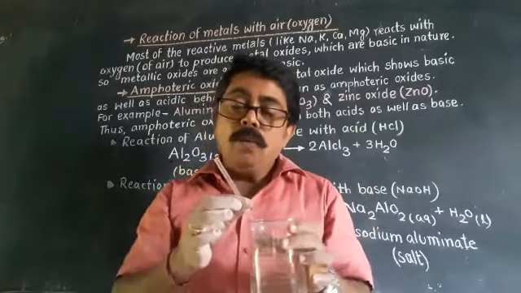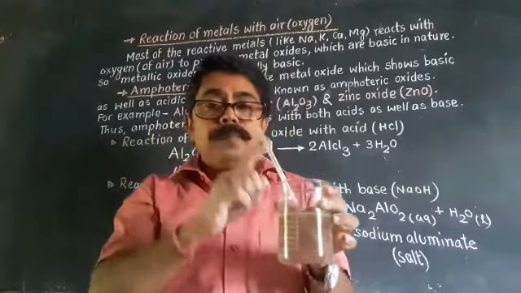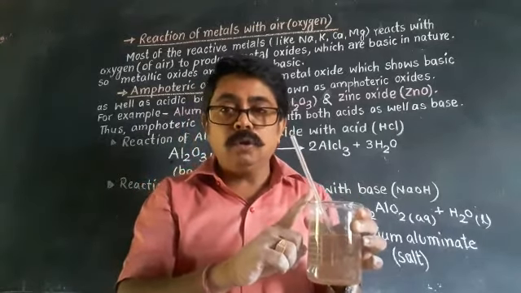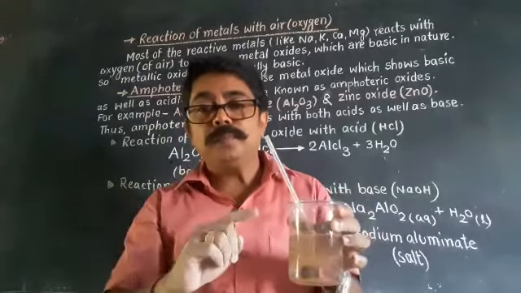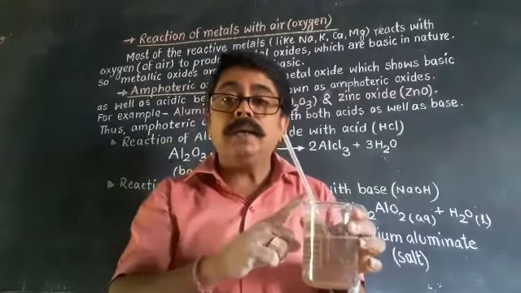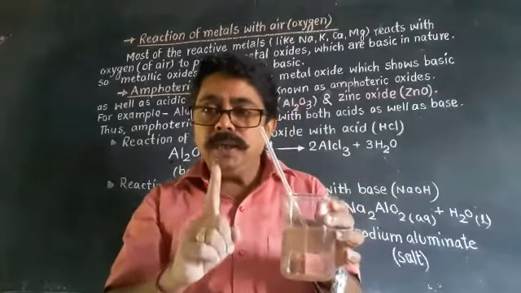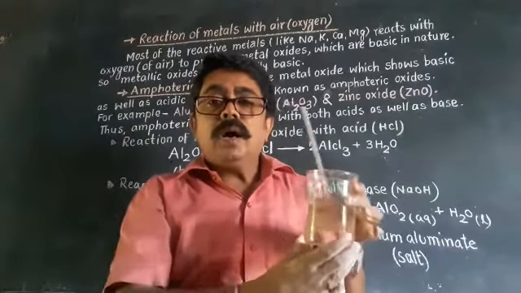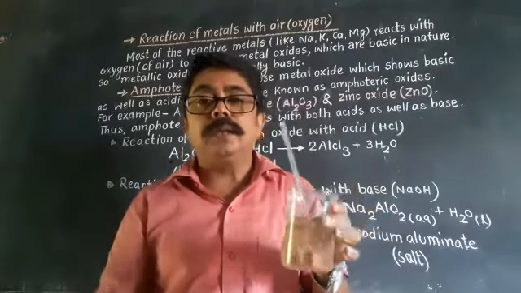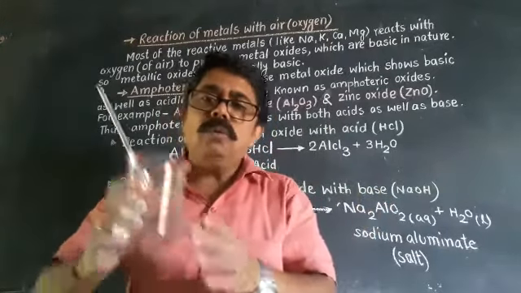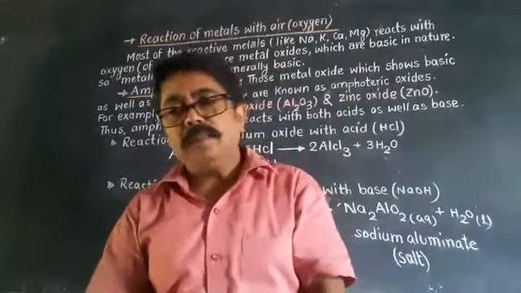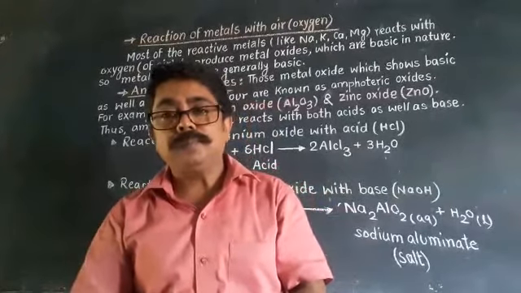Clear? Now, if you put in this red litmus solution, it will turn blue. Or if you dip red litmus paper in that, it will become blue, which indicates that solution of metallic oxides are basic in nature. They are base. So almost all metals form basic oxide. We have studied in our previous class.